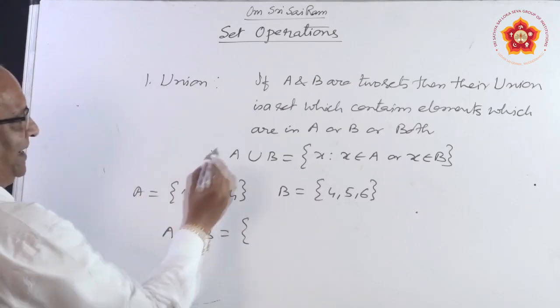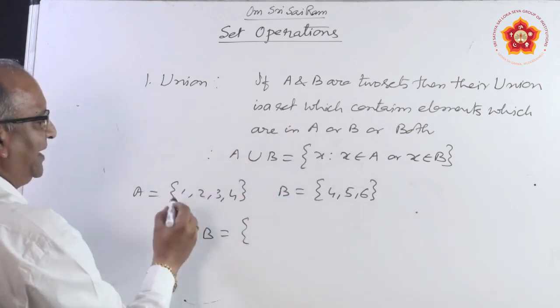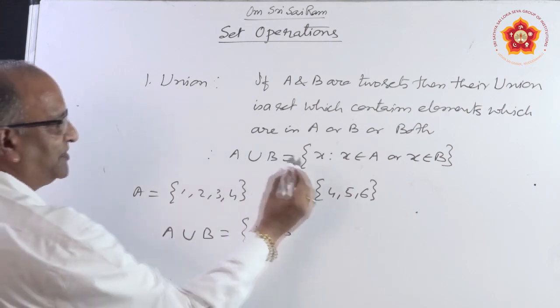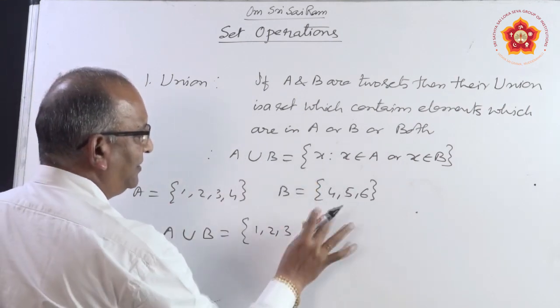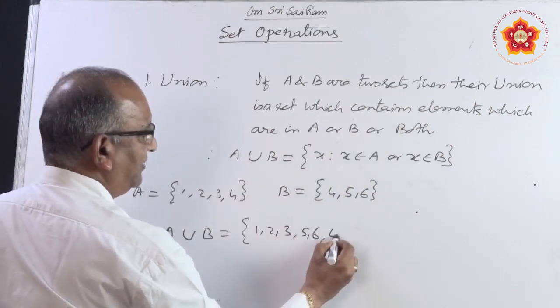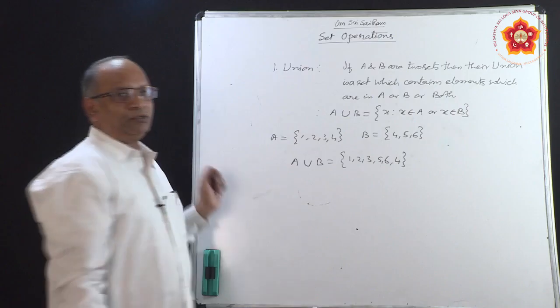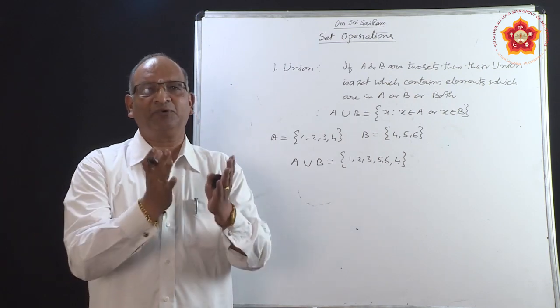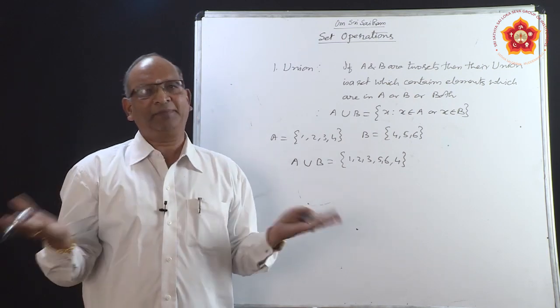Elements which are in A, for example 1, 2, 3. Elements which are in B, for example 5 and 6, and which are in both. So here we have 4. So what is it that we are actually doing? We are just collecting all the elements, putting them together. It becomes union.